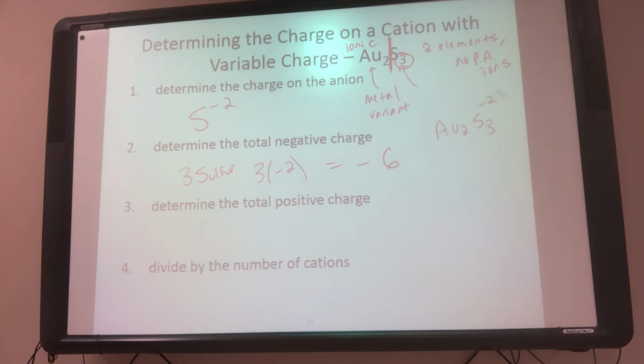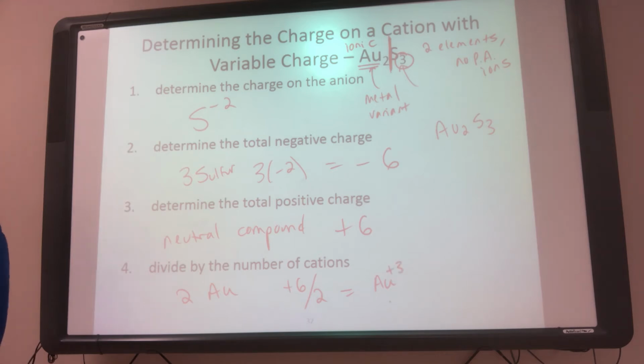But since it has no charge up there, we know it's neutral. So since it's neutral, whenever the negative is, the total positive charge has to just be the opposite. Okay, so it's got to be a +6. Now I want to figure out what is the charge on each one of my Au's. So I have 2 Au's. So if the total is supposed to be a +6, I divide that total by each one of them, and so I figure out that each Au is going to be a +3.